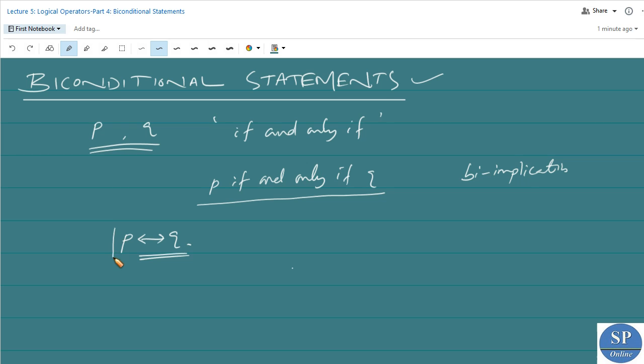Now, this biconditional statement or bi-implication is actually a combination of two implications, or it is a conjunction of two implications, which are P implies Q and Q implies P. So this biconditional statement is a combination of these two implications. That is, P if and only if Q is equal to P implies Q conjunction Q implies P.